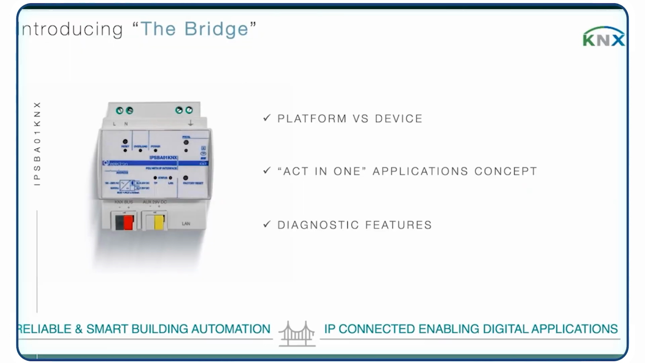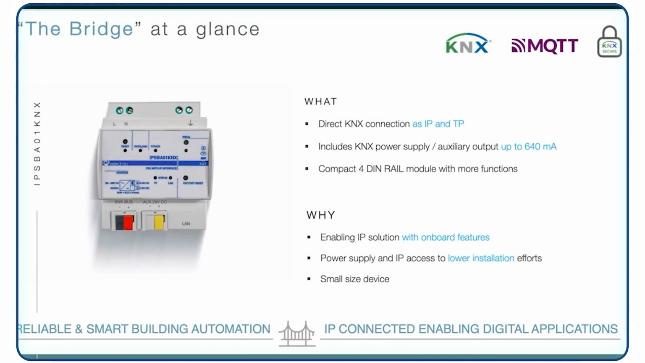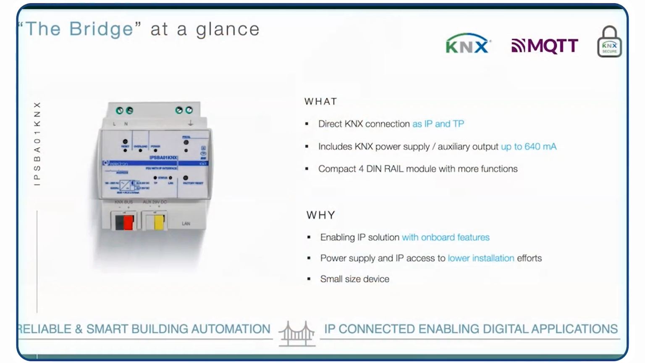How has Eelectron thought to reply to these market requirements? We have designed a special component called bridge. The bridge is a combination of two main components. The first one is a KNX power supply, 640 milliamps. And the second one is an IP interface. It's capable to manage KNX data secure, so you can understand that this completes our solution for the secure room or hospitality secure room solution.